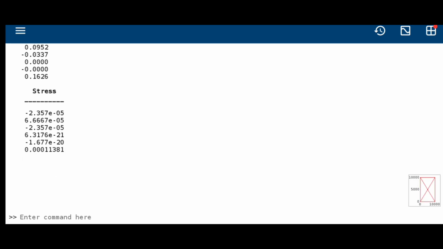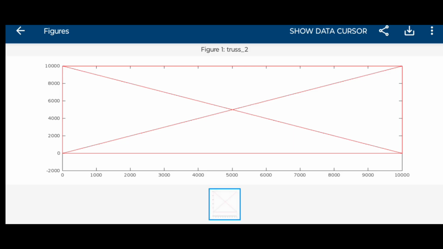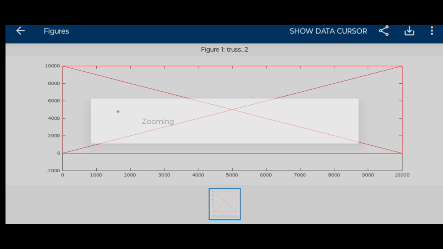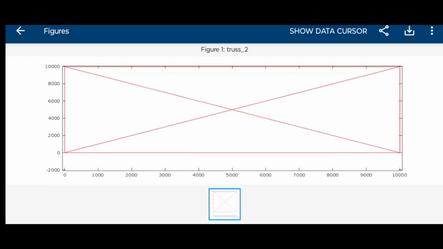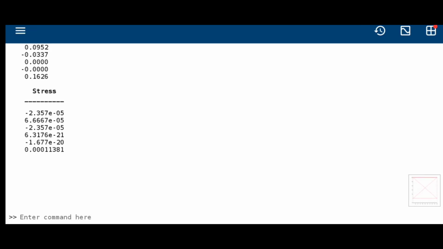This was the previous run, and we got this plot. We got this plot also. So this is how the problem looks.